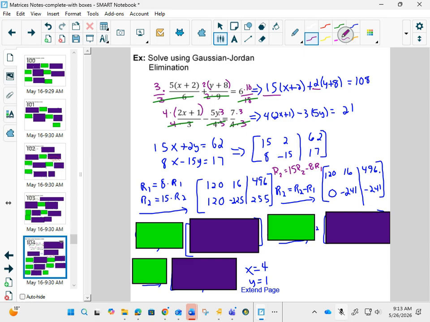So in purple there I wrote row 2 equals 15 row 2's minus 8 row 1's. Do you see that that's basically what we've done here in 2 steps? First we multiplied row 2 by 15, and then we multiplied row 1 by 8, and then we did row 2 minus row 1. After we did that, which is the same as doing 15 row 2's minus 8 row 1's.